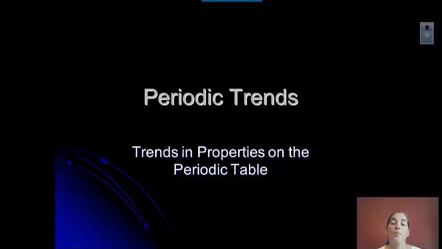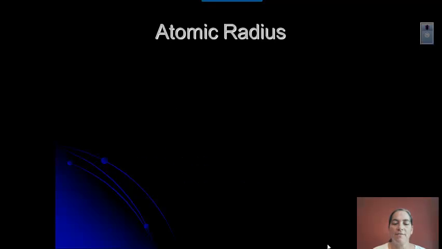In this video, we're going to talk about the periodic trends. Those are the trends in the properties of the elements on the periodic table. Atoms have different properties, and we're going to learn why. We're just going to start off with the definitions.